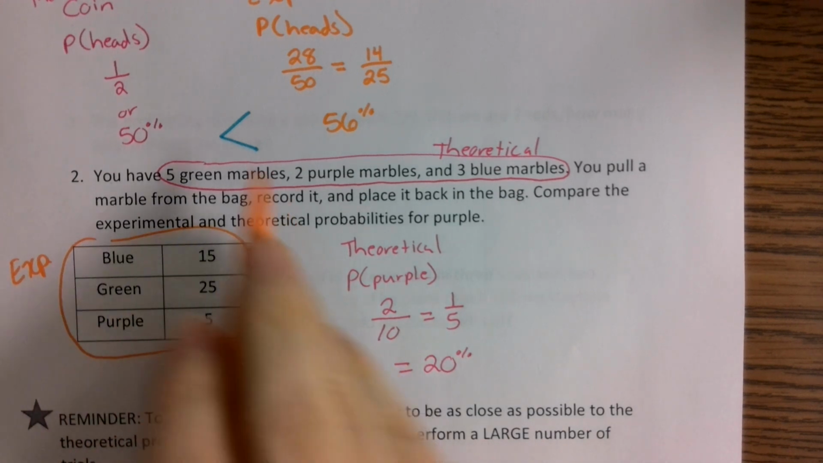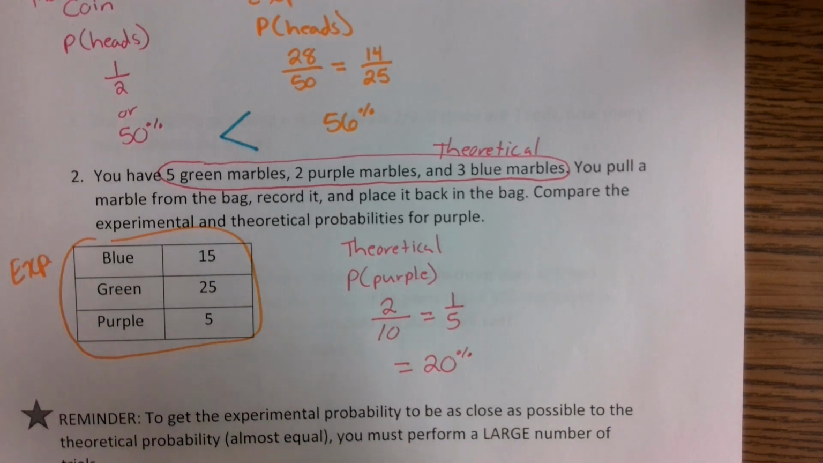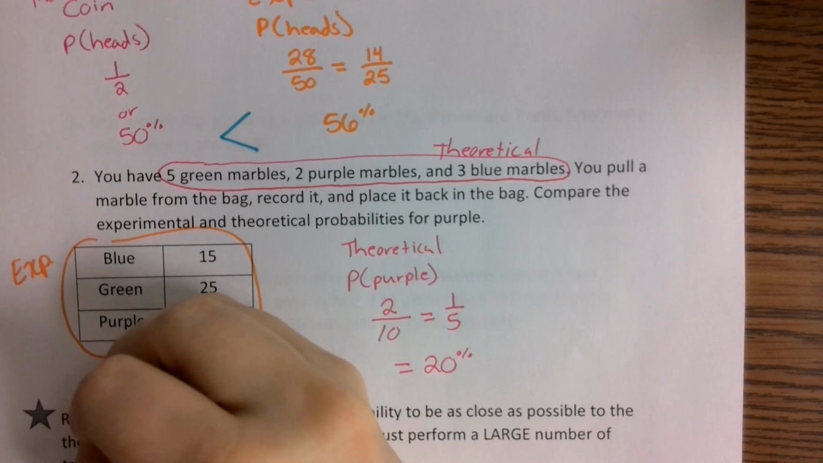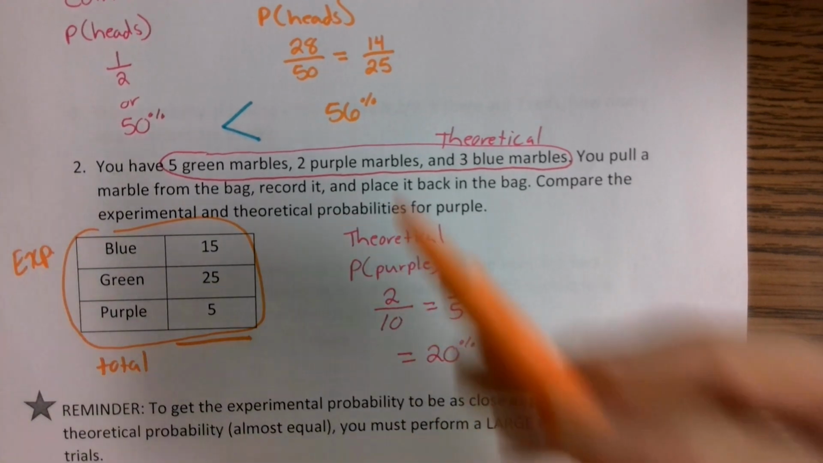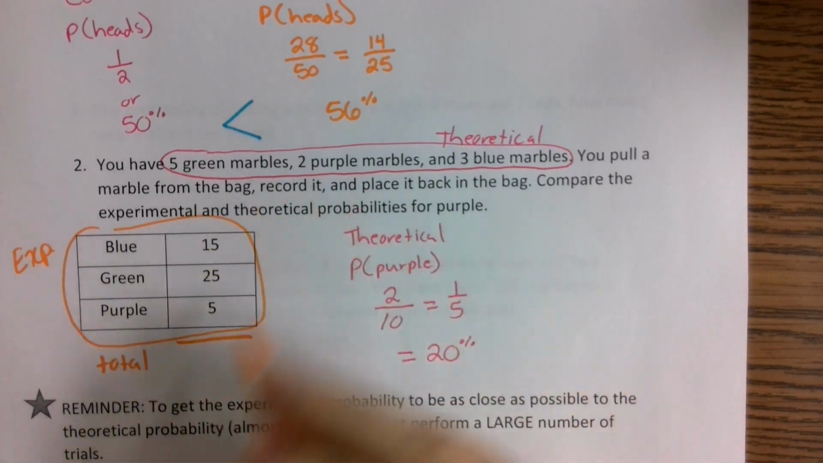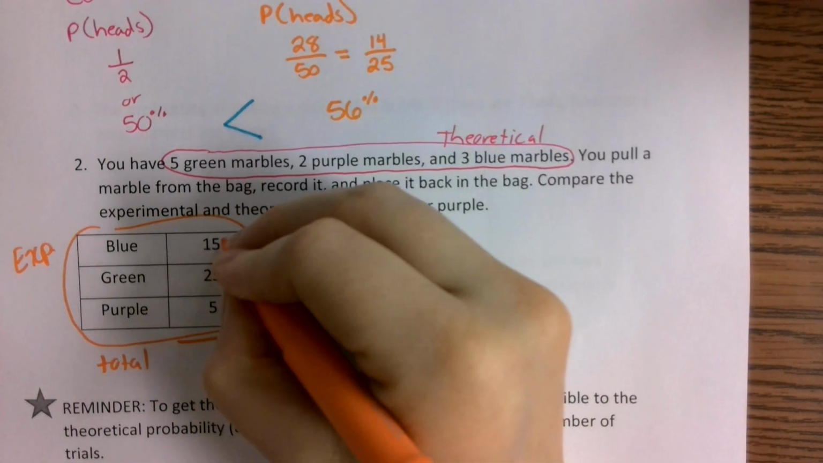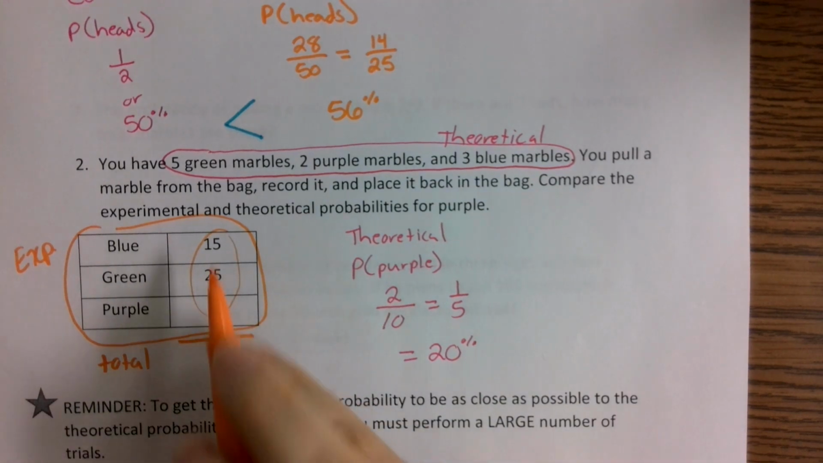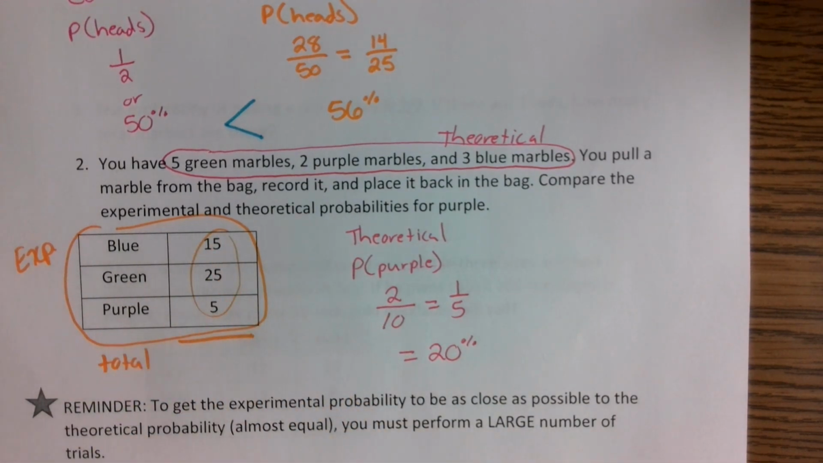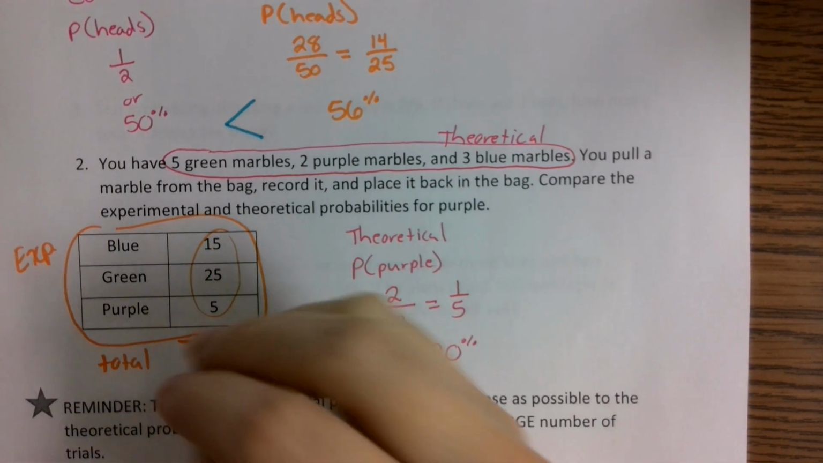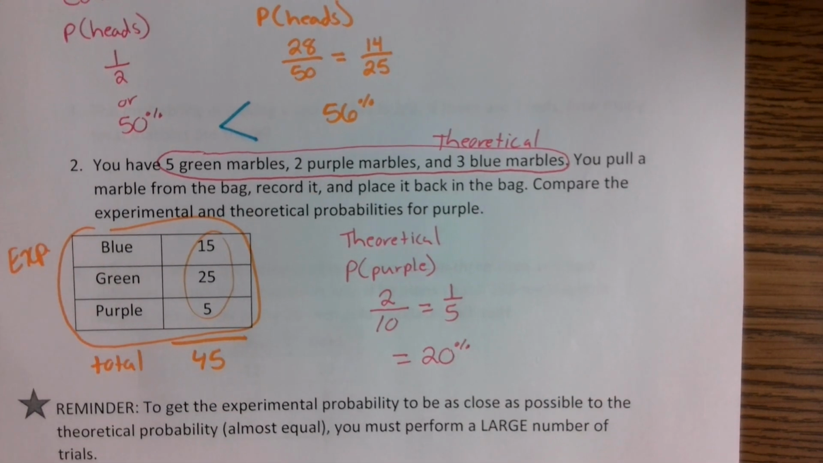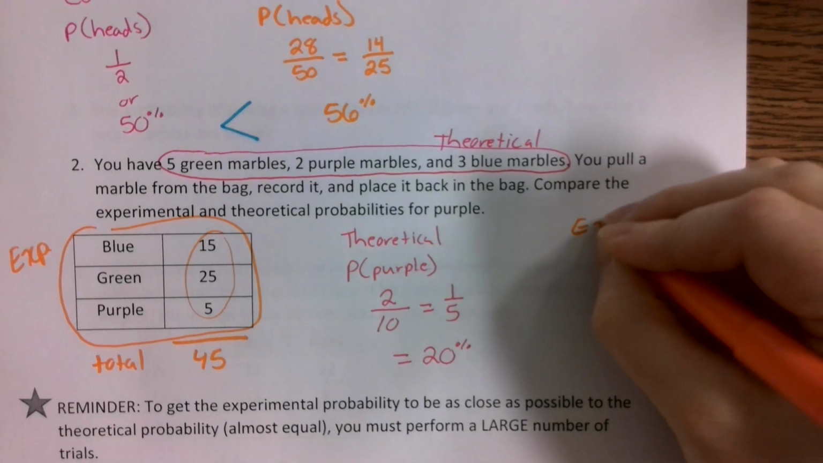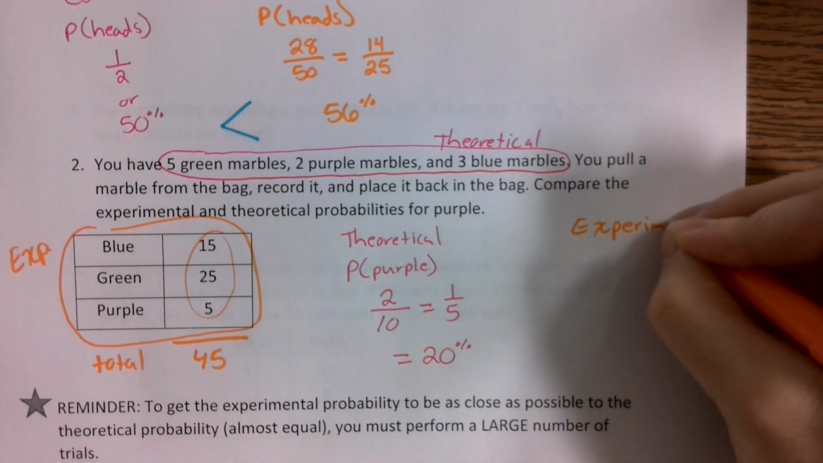Experimental probability is what actually happened. How often did I pull a purple marble out of the total number of times that I did this? So first thing I would need to identify is the total. I need to know how many total times did I pull a marble out of a bag. So I'm going to add all these values together. What is 15 plus 25 plus 5 going to give me? 45. Okay, so I have a total of 45 times that I pulled this. So now I'm going to go ahead and find the experimental probability.